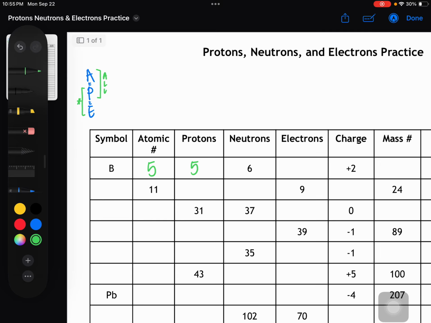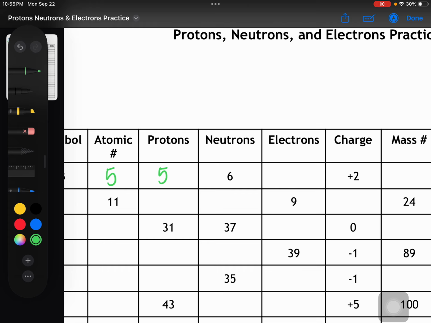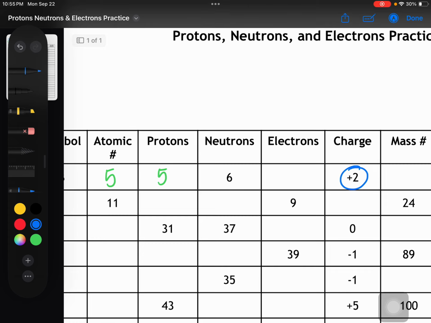To find the number of electrons, I can see that I have a positive 2 charge. Because I have a positive 2 charge, that means I have extra positives. And we know that our positives are our protons and our negatives are our electrons. So we have 2 extra positive. Once again, here I have 5 protons and I have 2 too many. So that tells me I should have 3 electrons.